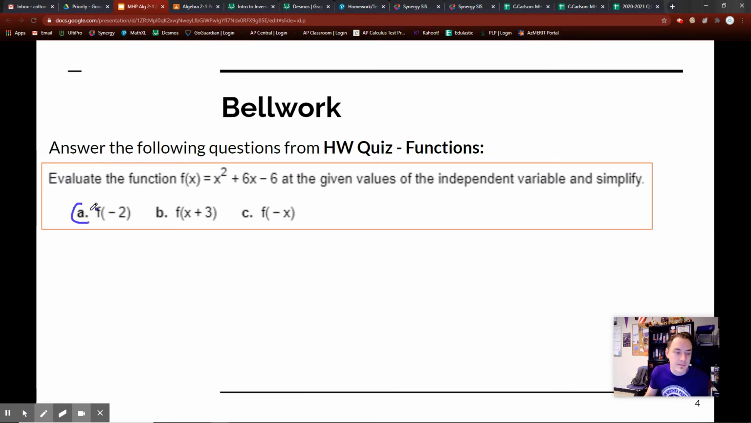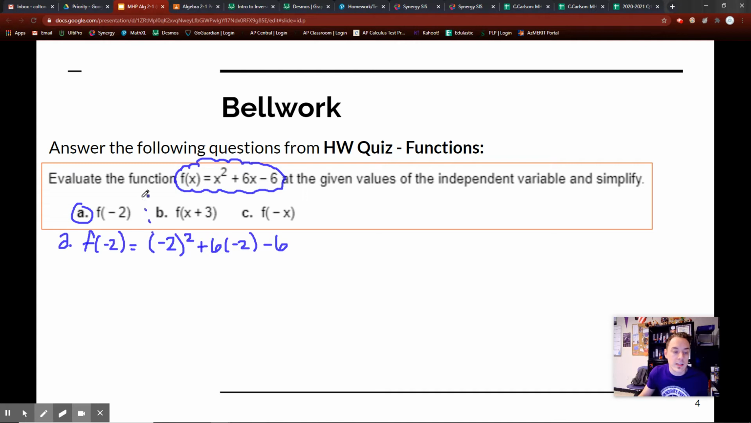Okay, so let's do A. f of -2. What does that mean? It means, given this formula, I'm going to plug in negative 2 in there. So I'm going to do this pretty fast. So f of negative 2, and I'm going to plug in with parentheses negative 2 squared, and then plus 6 times negative 2, and then minus 6.